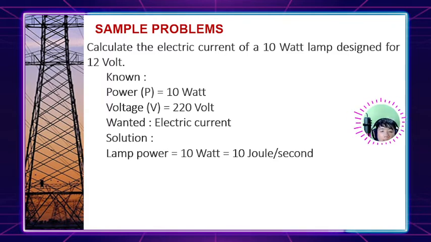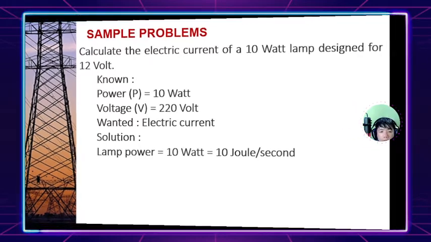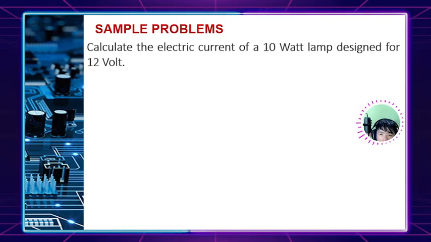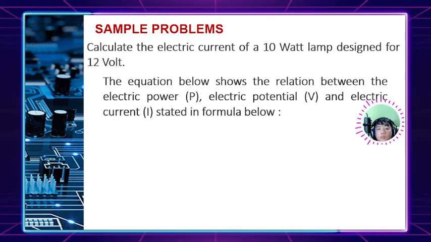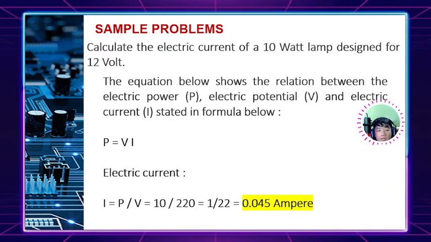Solution. Lamp power is equivalent to 10 watts, which is equal to 10 joules per second. The equation below shows the relationship between electric power, potential or the voltage, and electric current, which is stated in the formula: P equals voltage times current. But we are looking for electric current. So I equals P over V equals 10 over 220, or 1 over 22, and you will get 0.045 ampere.